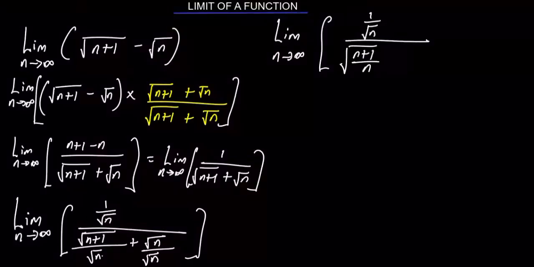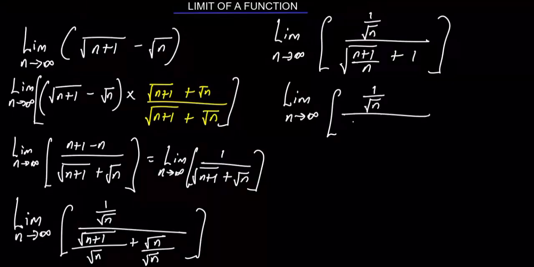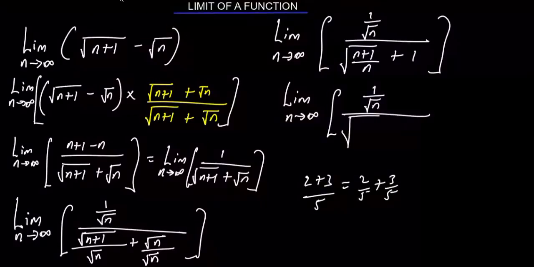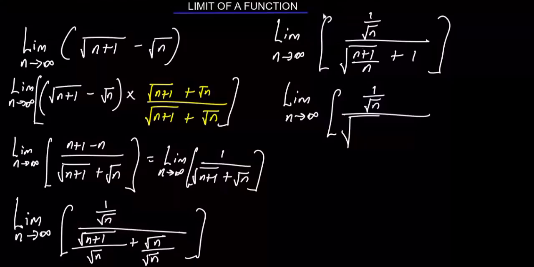They both have square root, so I'll just give them one square root, then plus this will cancel out to give me 1. So this will give me the limit as n tends towards infinity of 1 over square root of n all over, this can be separated. Remember that if I have a fraction like 2 plus 3 over 5, I can say 2 over 5 plus 3 over 5. If that is the case, I'll also do the same thing here. So if I say n over n, that will give me 1, then plus 1 over n, then plus 1.